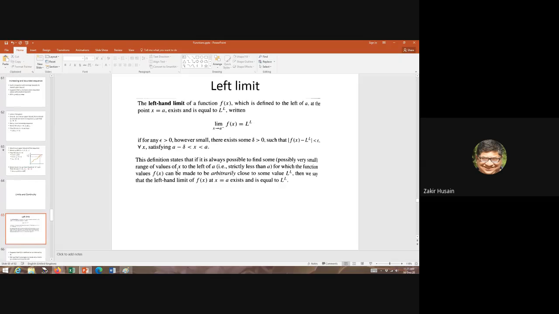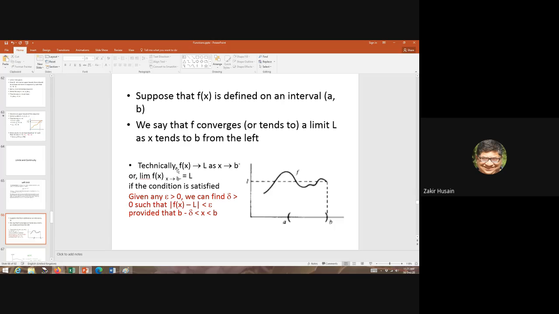Now, from this we go to the concept of limits. We can have two types of limits, left limit and right limit. Have you done this in your maths classes at HS? Yes, sir. Left limit, right limit, you know. Okay. So you can have a look at this definition. I've copied this from Hoy. This is a slightly easier definition.